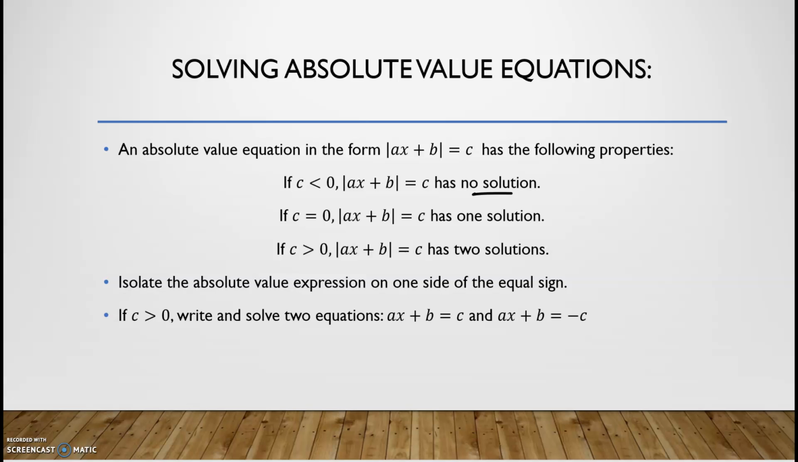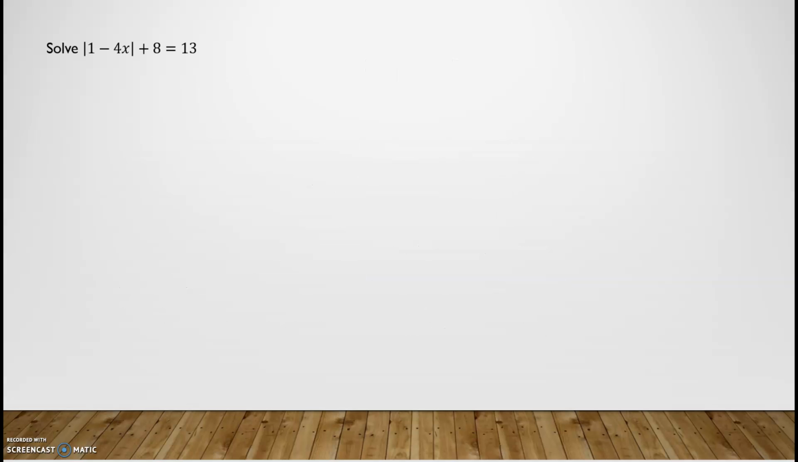So what you want to do is isolate the absolute value expression on one side and put everything else on the other side. And if c is positive, then what you're going to have is, we said 2 solutions. It will be ax plus b is equal to c, and ax plus b is equal to negative c. So let's look at this one right here. The first thing that we need to do is get the absolute value all by itself on one side of the equation. So I'm going to move the 8 over.